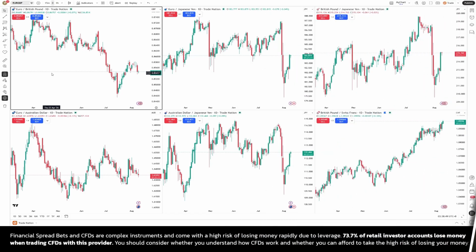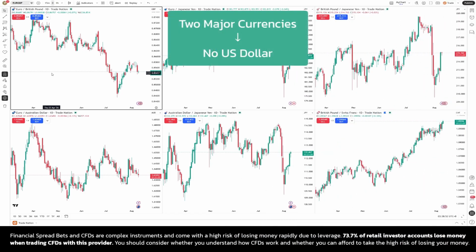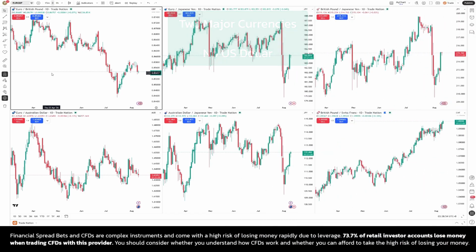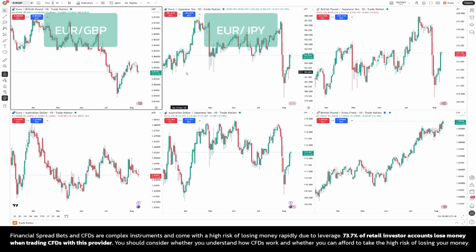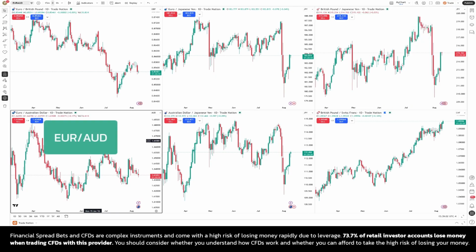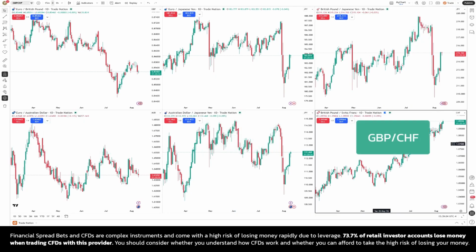Minor currency pairs combine two major global currencies without including the US dollar. They are also commonly referred to as cross-currency pairs or currency crosses. Examples include euro-pound, euro-yen, pound-yen, euro-aussie-dollar, aussie-dollar-yen, and pound-swiss-franc.